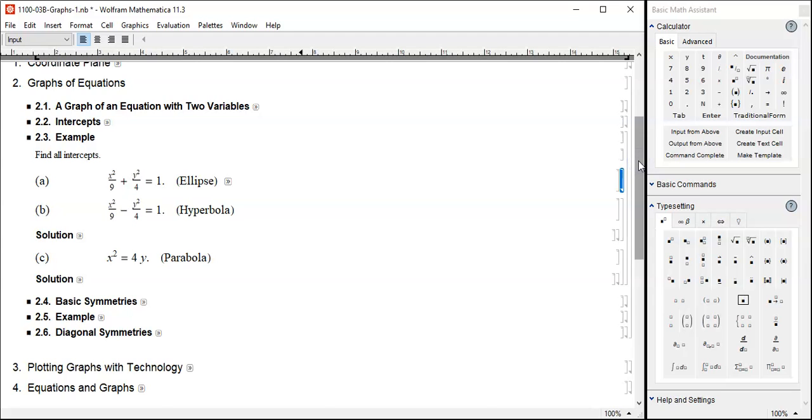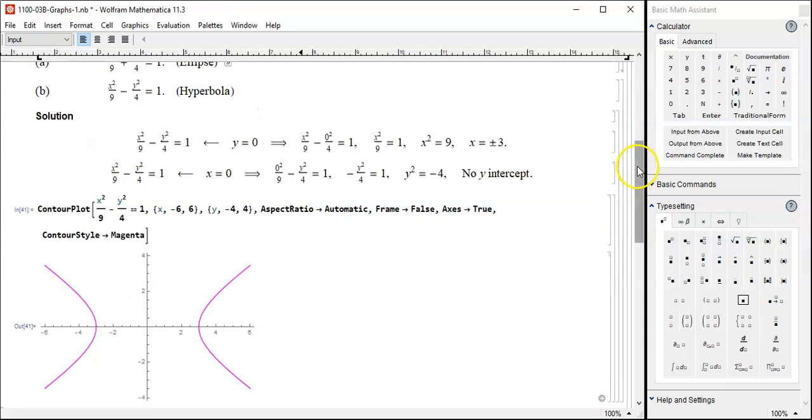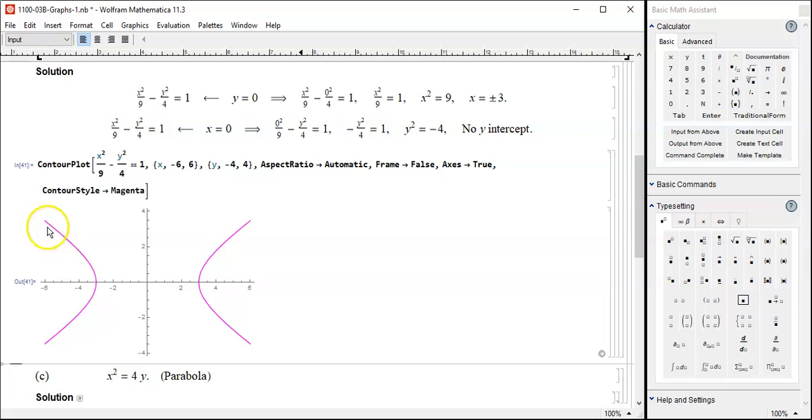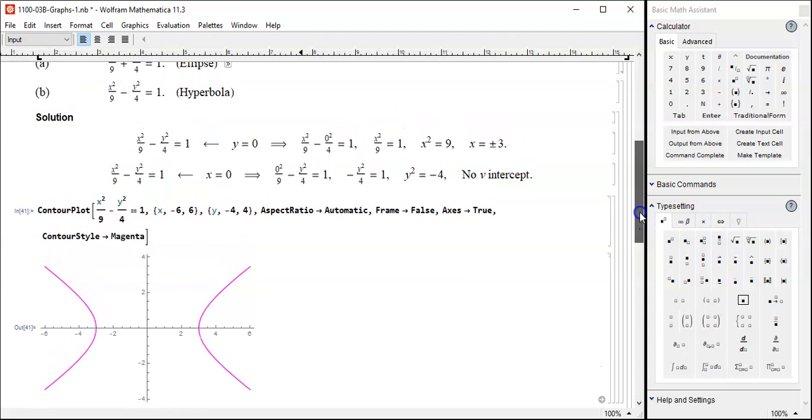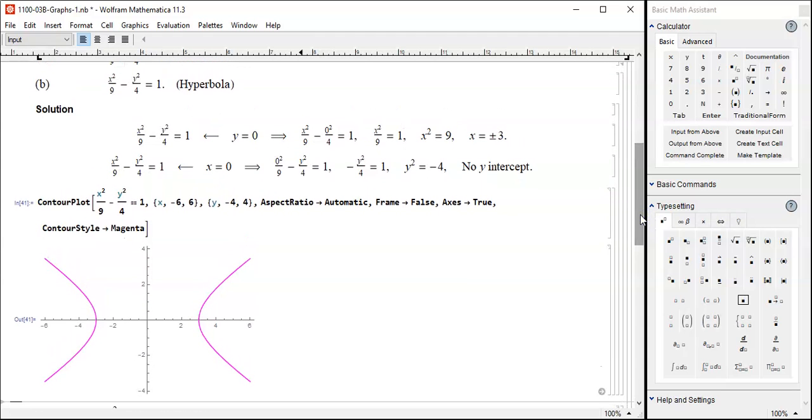Now, another topic, another conic section, the hyperbola. Let me show you the picture. It looks like this. We have one curve and another curve kind of symmetrically distributed like this. Anyway, let's look for the intercepts.